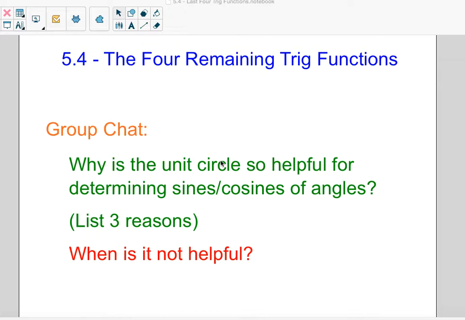So if you did pause the video, some things that it's helpful for, well, we need to find side ratios. It's nice to work with a radius of 1 or a hypotenuse of 1, and that's what the unit circle does. The terminal coordinates can tell you sines and cosines because the radius is 1. You don't have to worry about y over r. It's really just y. And then it's also maybe visually helpful to envision a unit circle.